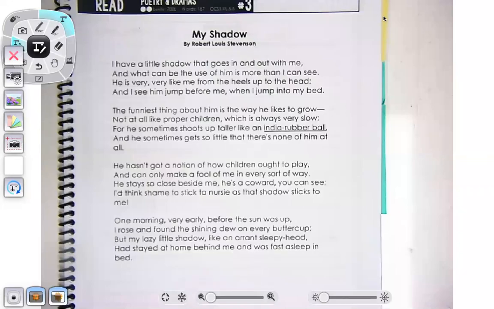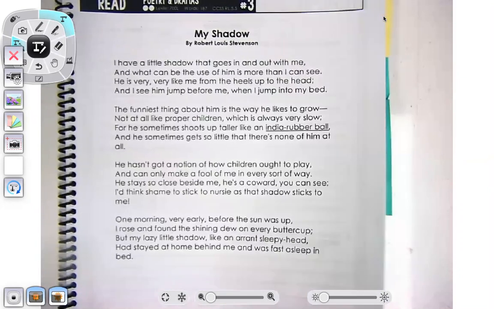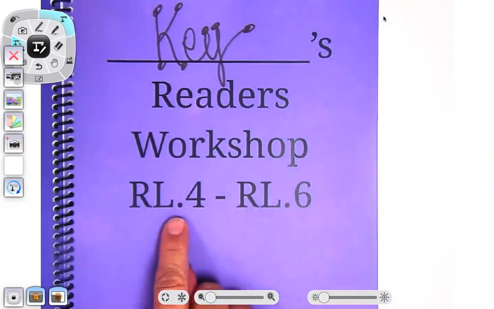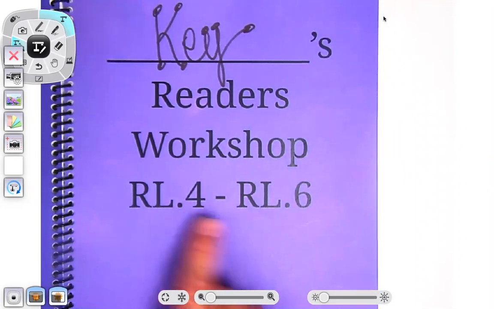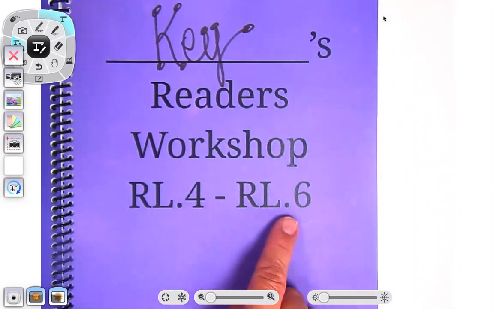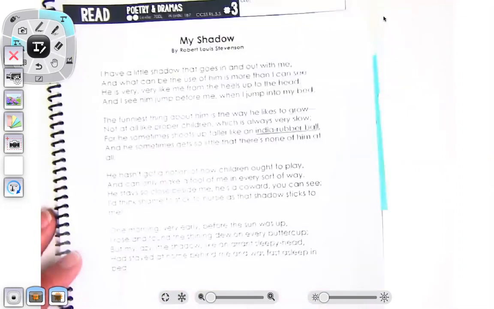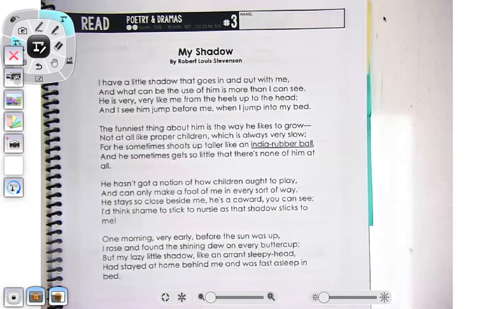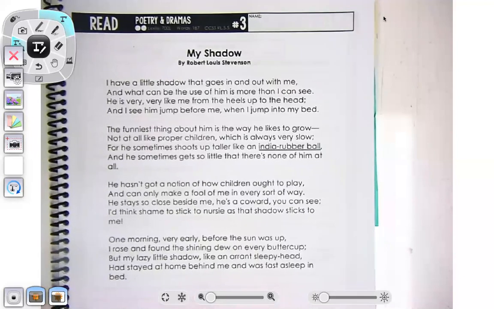Today we are going to be working on RL 5.5, and we are going to be in our Reader's Workshop RL 5.4 to RL 5.6 journal. So go ahead and turn to page 38 in your journal. We're going to be doing the skill that explains how chapters, scenes, or stanzas provide the overall structure of a particular story, drama, or poem. Well, today we're going to focus on poetry.